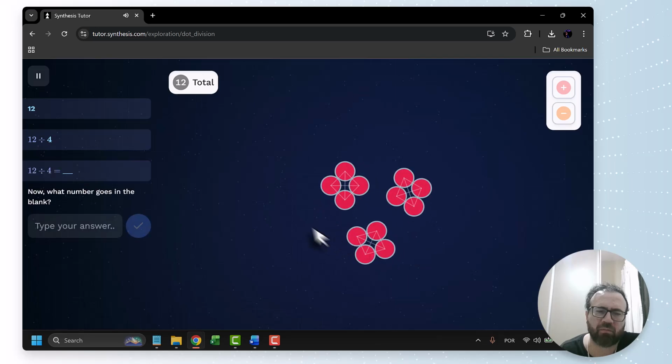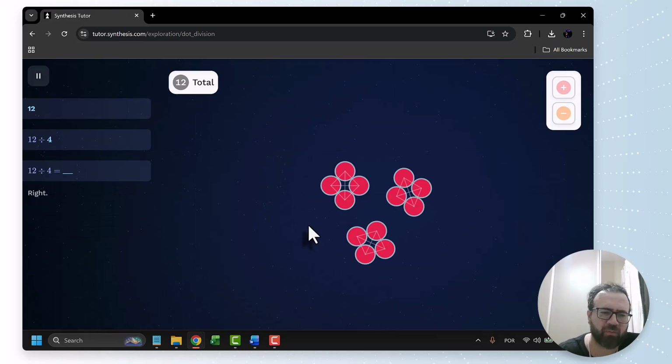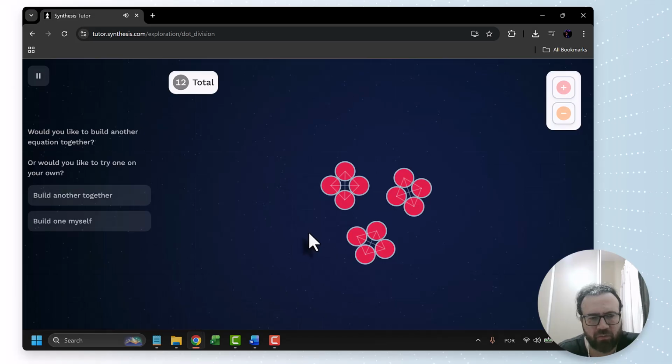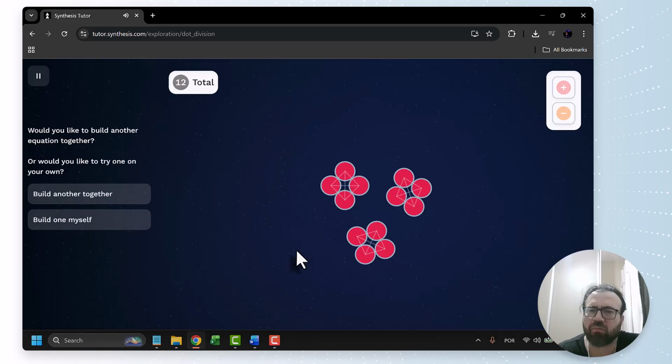Now, what number goes in the blank? Right. We divided our 12 dots into equal groups of 4, which gives us 3 groups. So our equation is 12 divided by 4 equals 3. Would you like to build another equation together, or would you like to try one on your own?